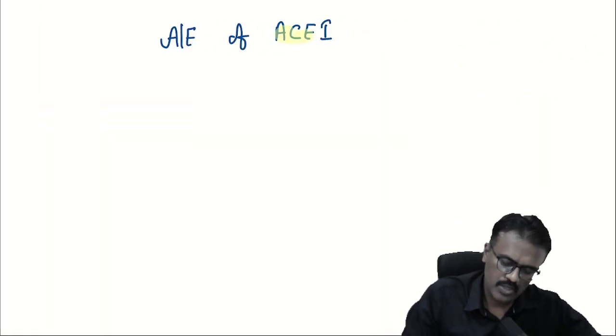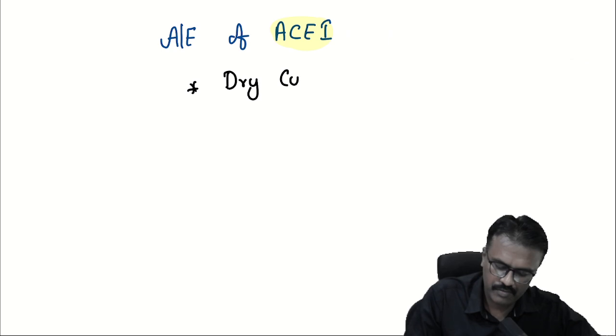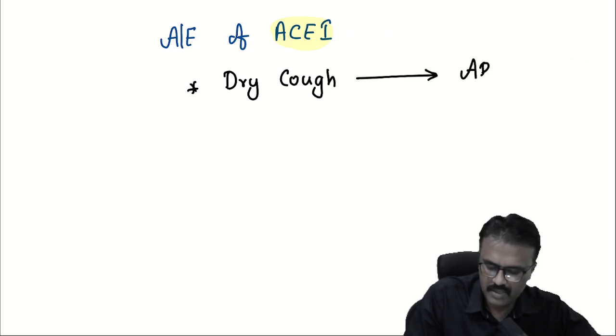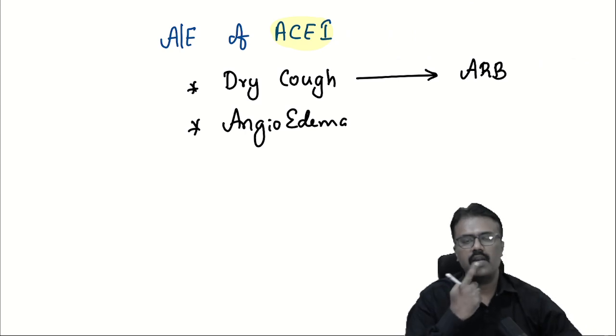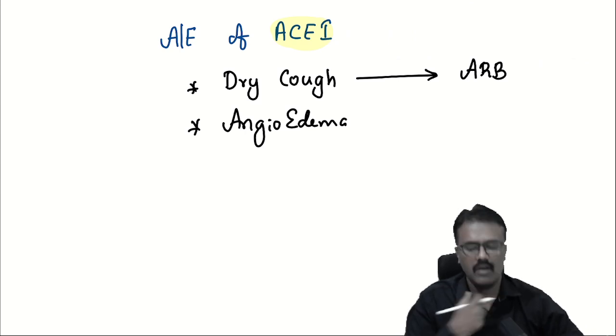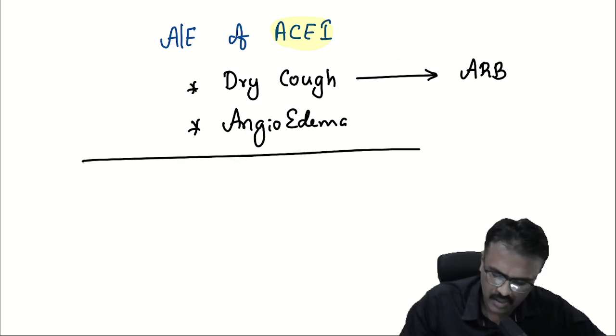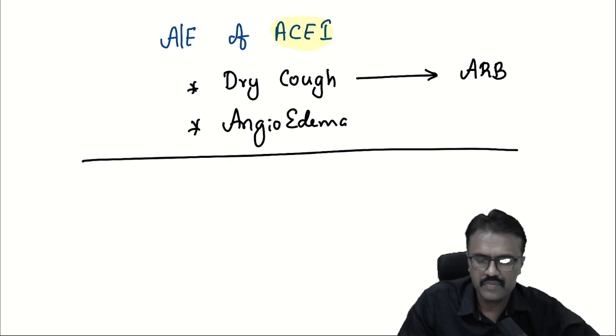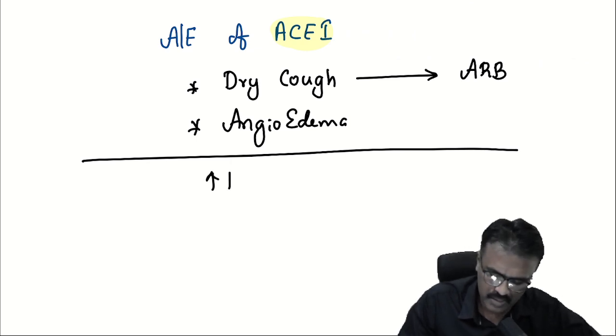Now, what should I understand? Adverse effect of ACE inhibitor. ACE inhibitors can cause dry cough. So if they develop dry cough, change the patient to ARB. Second problem they can cause is angioedema. They can ask you the image-based question. There can be swelling of the lips, tongue, glottis, everything. And now you know that these two are due to increase in bradykinin level, and it can increase potassium.